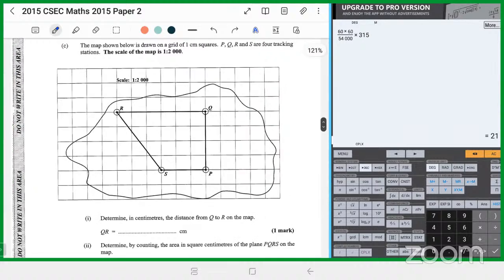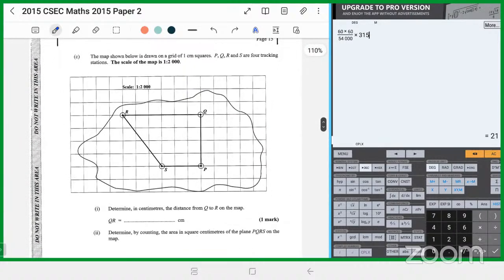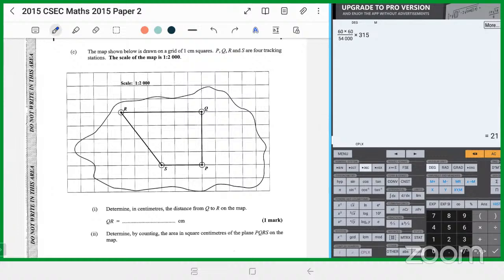Map scale question. Let's go. This question says, it's a map shown below on a grid of 1 centimeter squares. So each side of these squares is 1 centimeter. Remember, on maps, the lengths on a map will be in centimeters. It says PQRS are 4 tracking stations. The scale of the map is 1 to 2,000. So that means that 1 centimeter on the map is 2,000 centimeters in actual distance on the land.